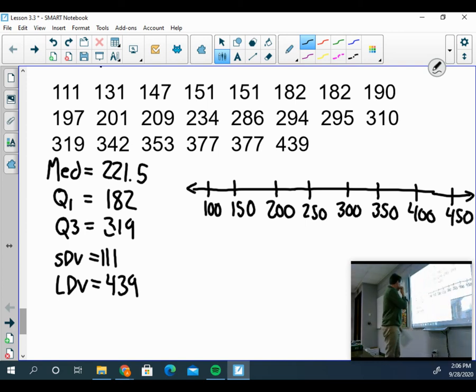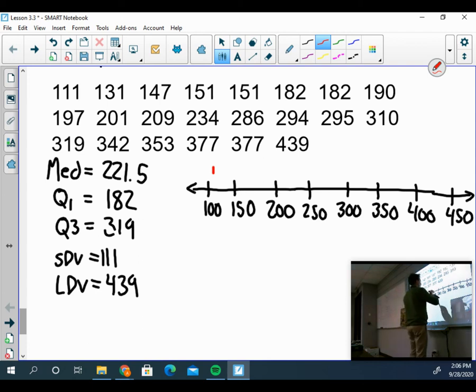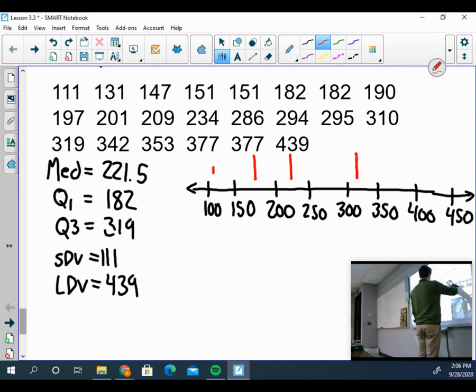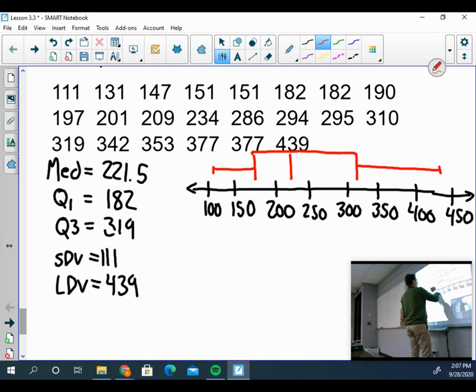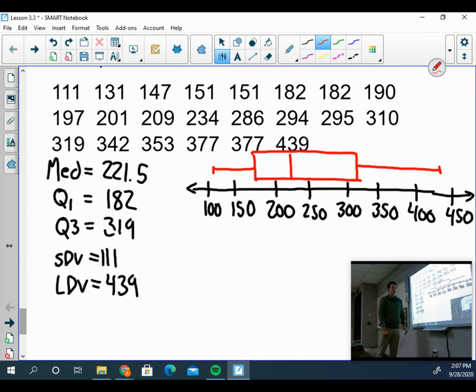450. Okay. So then what you're gonna do, where's your smallest data value at? 111. And your Q1 is at 182, so probably right here. Your median is at 221. Right about there. Q3's over at 319. Your largest data value is at 439. So again, similar to our previous data set, you can see that our data is highly concentrated in the beginning and gets much more spread out toward the end.